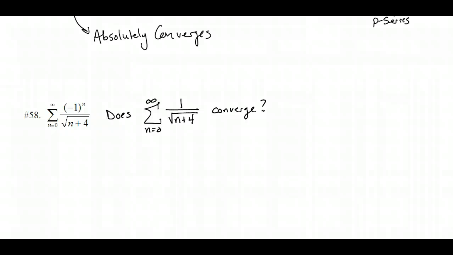If we think about what tests we want to use, we could possibly try direct comparison, which means I have 1 divided by the square root of n plus 4, and that is less than 1 divided by the square root of n. But remember, in this situation I'm comparing it to this one, where my power is 1/2. Well, if my larger one diverges, does that mean the smaller numbers are going to diverge?